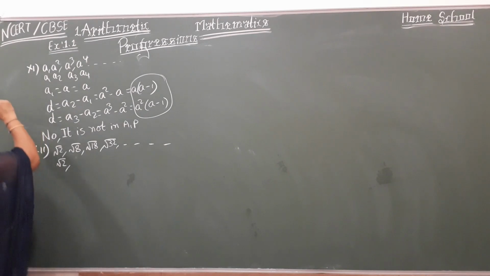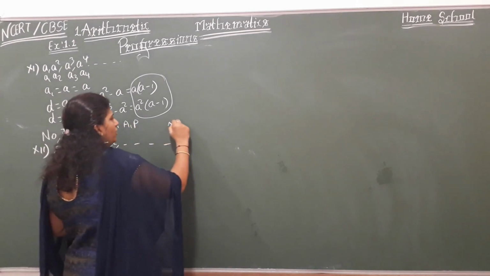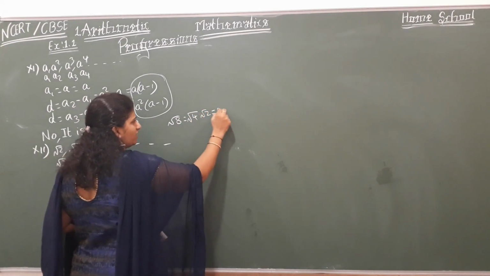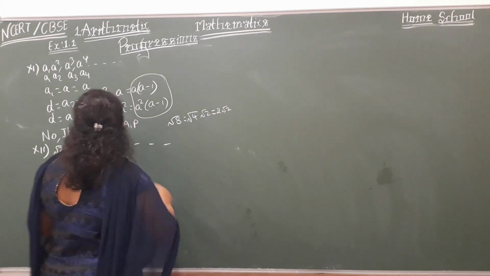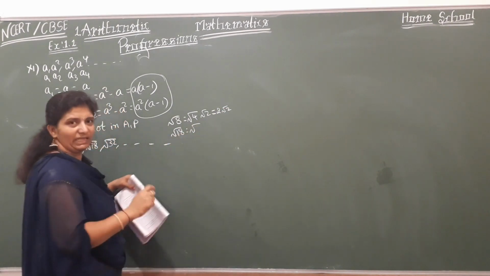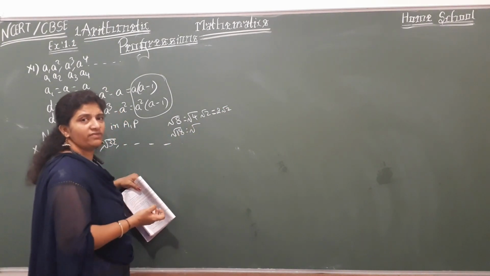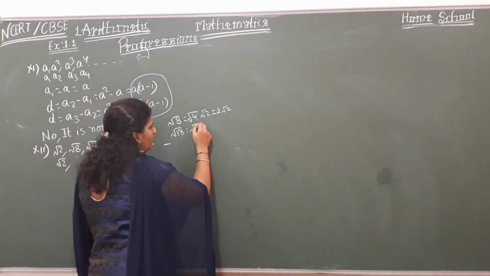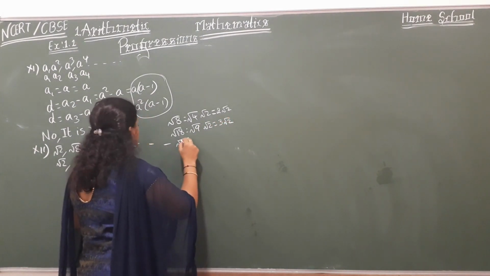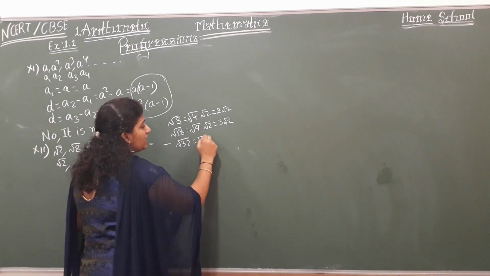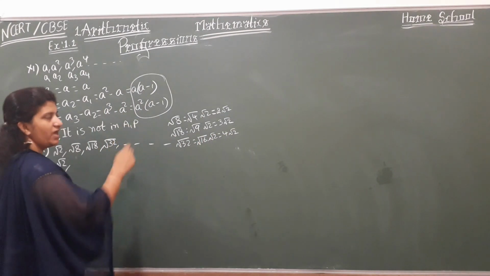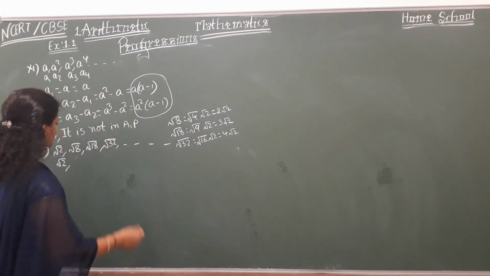So look here. Root 8, how can you write? Root 4 into root 2. Root 4 is a perfect square. So you write it as 2 root 2. Same manner, root 18. Root 18, how could you write, children? 18 is a multiple of which perfect square? You guess it. So it might be 9 twos. Root 9 value is 3 root 2. Then again, what's your next one? 32. 16 into root 2. That you can write as 4 root 2. So this is the way of simplifying a surd.